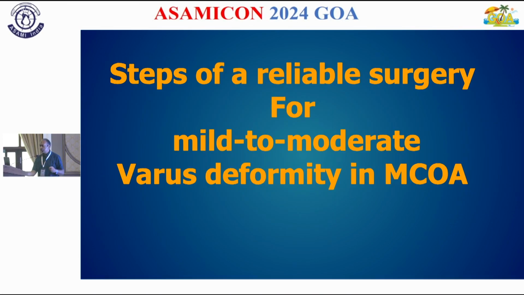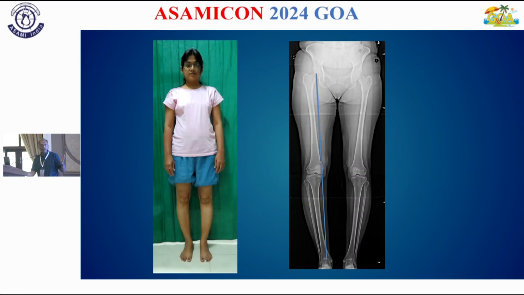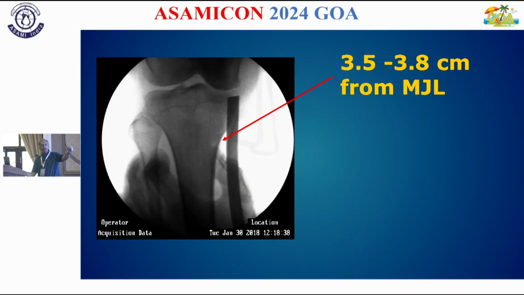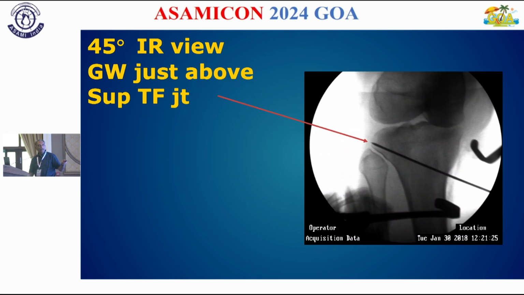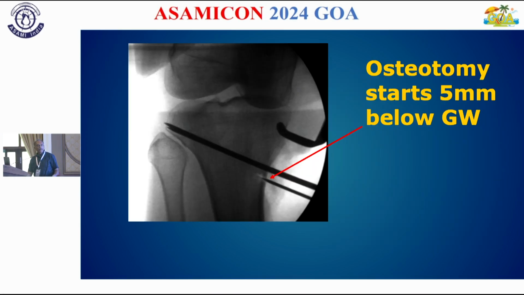So let's go through the steps of this reliable surgery for mild to moderate varus. This is a lady gynecologist, and she has this mild varus deformity. So we take a point about 3.5 to 3.8 centimeters from the medial joint line, which is what we found in the Indian population. And then we take a 45-degree internal rotation view to find the superior tibiofibular joint. Now the 2.3 mm guide wire that we pass should go so that it gives you just enough space underneath this. And then we put two guide wires like this, one on top of each other, because they guide the shape of the saw or the osteotomy.